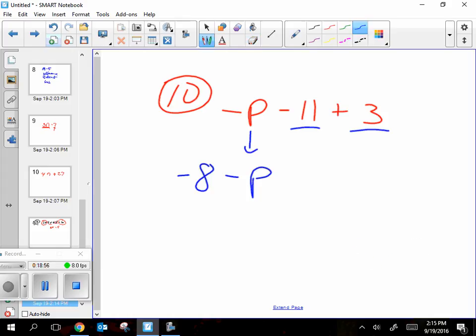But if you're adding things or multiplying things, you can reverse them. I personally like it as negative P minus 8, but you decide. That was number 10. So you're doing 1 through 12 on the blue worksheet, along with the yellow worksheet, and all that's due tomorrow. You got it?